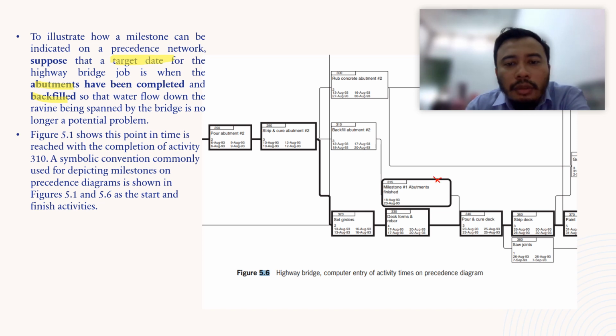As you can see here, milestone number 1, abutment finished. Figure 5.1 shows this point in time, reached with the completion of activity 310. So you have 310 here, complete, and the milestone is finished. A symbolic convention commonly used for depicting a milestone on a precedence diagram is shown in figure 5.1 and 1.16 as the start and finish activities. As you can see here, activity 315 is your milestone.